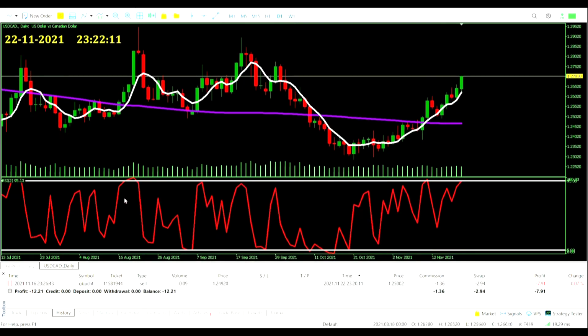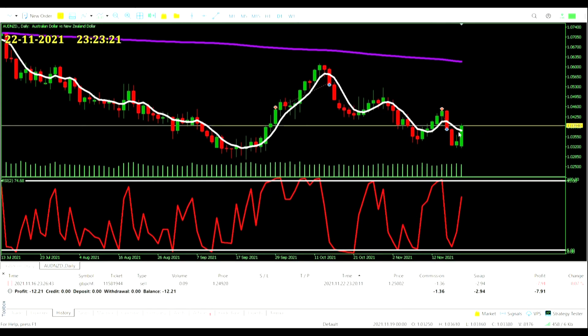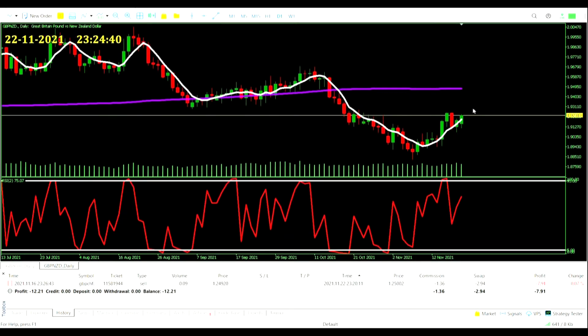US dollar, Canadian dollar getting into that overbought territory, but price has pushed up above the 200 average over the last couple of weeks. Aussie dollar, Kiwi, why not get us in again? Round 3. If we can push green over the next couple of days, hopefully get that RSI up into overbought. It was a strong green day today. Great British pound, New Zealand dollar might get there as well.